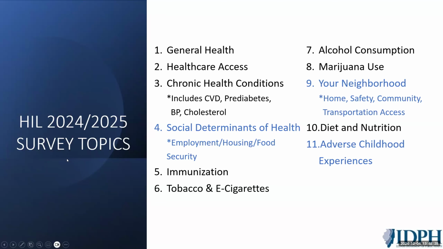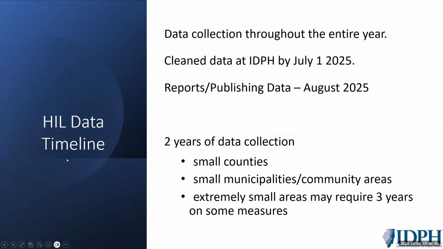Next slide. I think this is my last one. For the Healthy Illinois data, the data collection is throughout the entire year, so all of 2024. We started in April of this year because this is our first year doing data collection, but in future years, it will be January through December. We anticipate getting the cleaned data at IDPH by July 1, so we're hoping to have it some point in June. And we are working to be quite prepared to turn reports and publishing data around by August of that year.